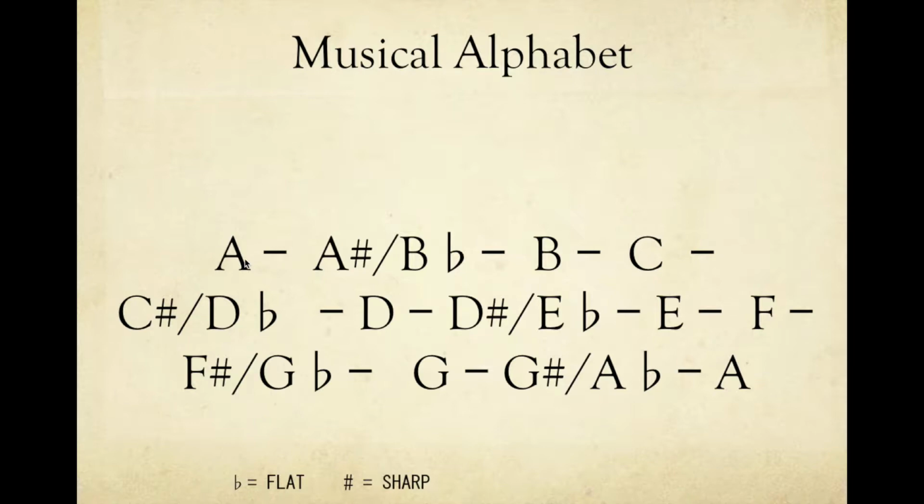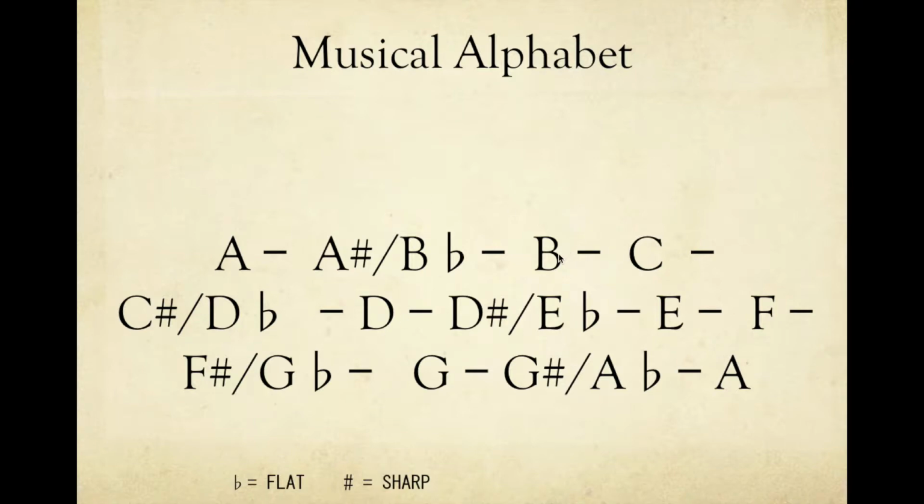It goes from A to G and then repeats back starting at A. Notes have sharps and flats in between. It goes A sharp, or B flat. A sharp and B flat are the same note, just different notations. Played on an instrument, they sound exactly the same.